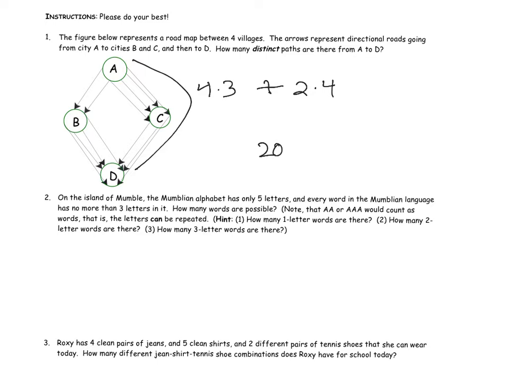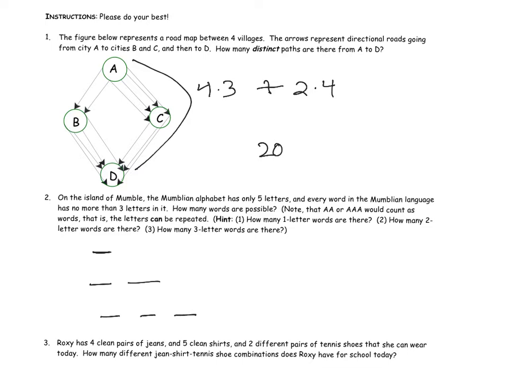Okay, so a typical counting problem often has to do with words or letters. On the island of Mumble, the Mumblean alphabet has only 5 letters, and every word in the Mumblean language has no more than 3 letters in it. So you're either going to have a 1-letter word, a 2-letter word, or a 3-letter word. Remember, or means plus. So we've got our 1-letter words, or 2-letter words, or 3-letter words.